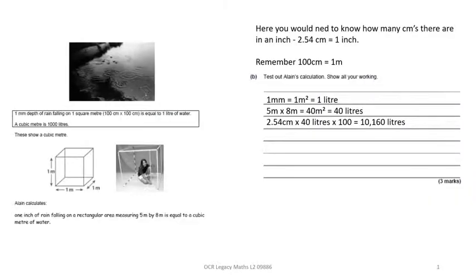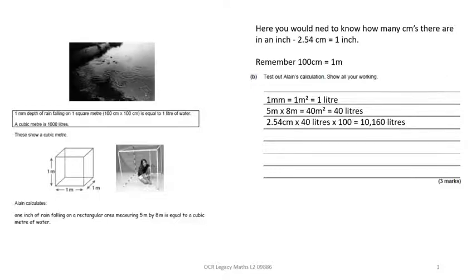Okay, this is a question to be careful of. Particularly note the bit on the left hand side says 1 inch of rain. It's important that you know here, they haven't given you any guidance, so this is something you're going to have to know, that 2.54 centimetres is equivalent to 1 inch. Inch being an imperial unit of measurement. Remember that 100 centimetres equals a metre. So, we are given the hint that 1 millimetre over 1 metre squared is equivalent to 1 litre of water.